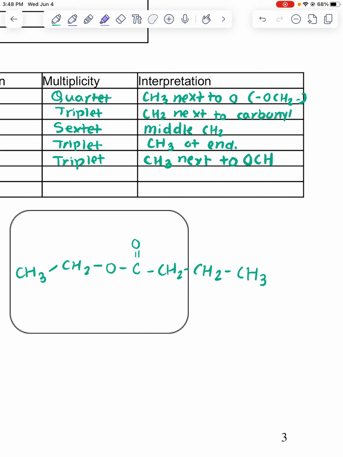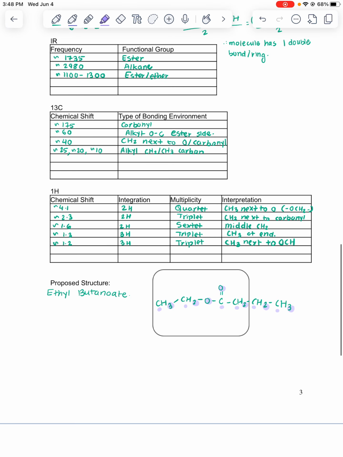And so here the molecule has 1, 2, 3, 4, 5, 6 carbons, and then we have 12 hydrogens, so 3, 4, 5, 6, 7, 8, 9, 10, 11, 12. And then we should also have 2 oxygens, so 1 and 2. It has 1 degree of unsaturation, which all matches the formula we are supposed to have for C6H12O2.